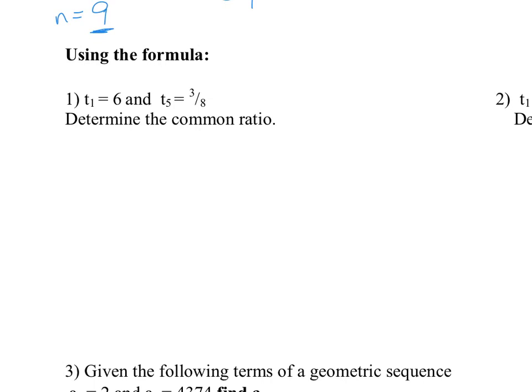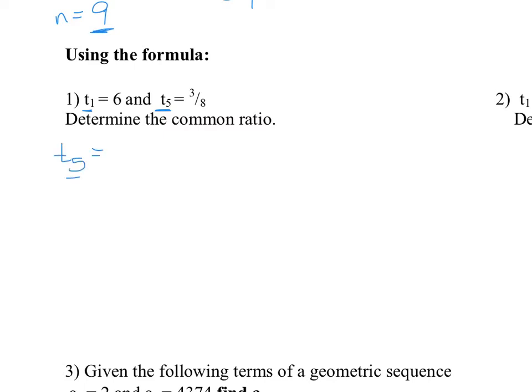Sometimes you're going to be given a term, like here's the first term, here's the 5th term, can you determine the common ratio? So again, it's very similar to yesterday. We're just going to be using the formula, just a little bit of extra stuff when you're using exponents instead of just plain old multiplying. So we just plug it in. So T1 is this one, T5 is this, so I'm going to plug it in like this.